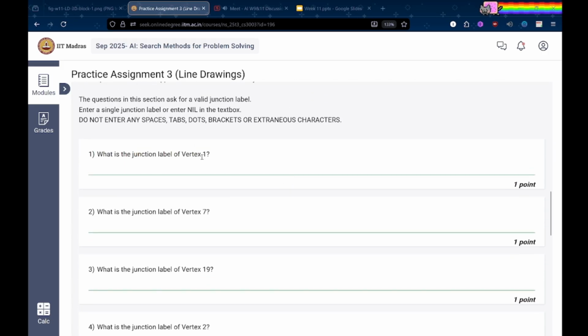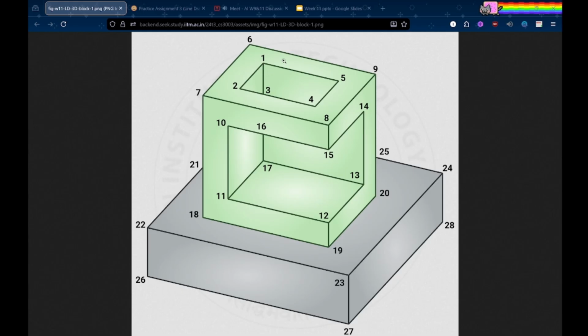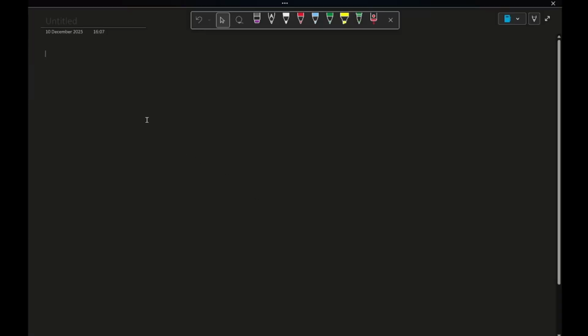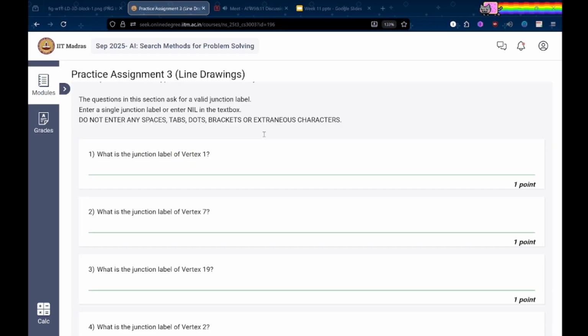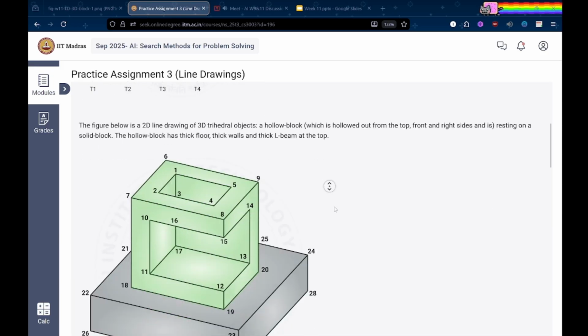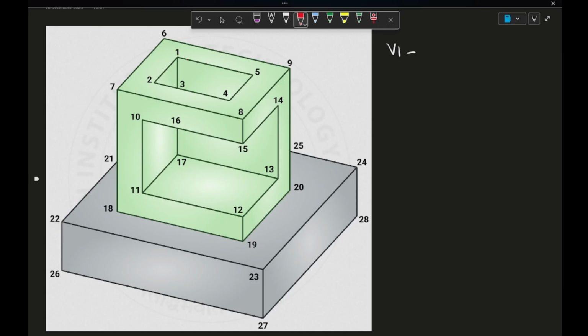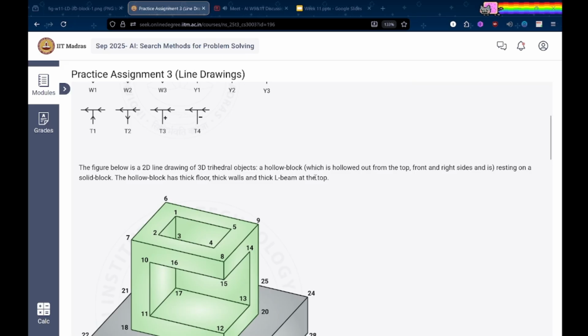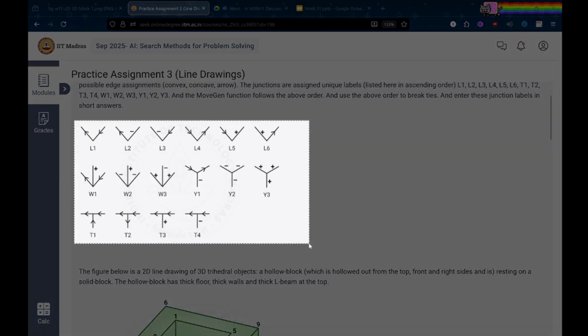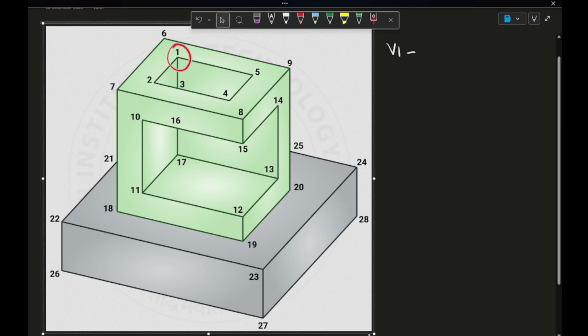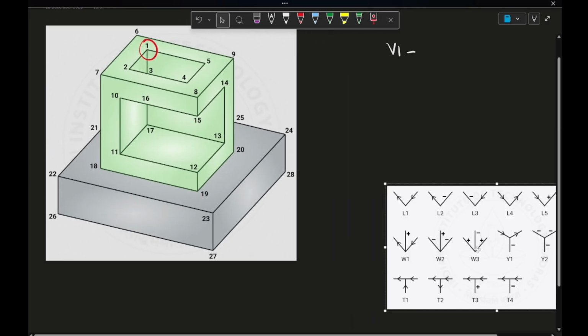Okay, so what is the junction label of vertex 1? Vertex 1 being this one. Which letter? Yeah, so vertex 1, this one. So this one's a W junction. We are talking about this. What's the junction given here? Okay, these are the junction labels, right? I think they are asking specifically about W. Yes, they are asking from this.